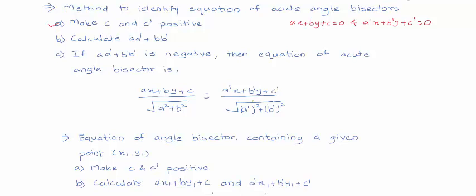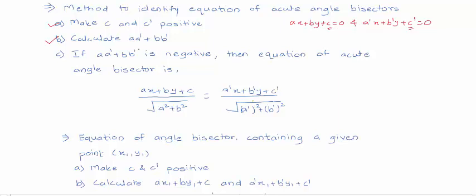Okay students, so the first thing that we'll have to do is to make c and c dash positive, that is, constant terms in equations must be positive. Now the second step is to calculate a dash plus b dash, that is, coefficient of x product plus coefficient of y product. So we get some number, a dash plus b dash.